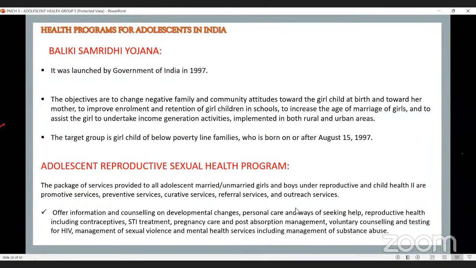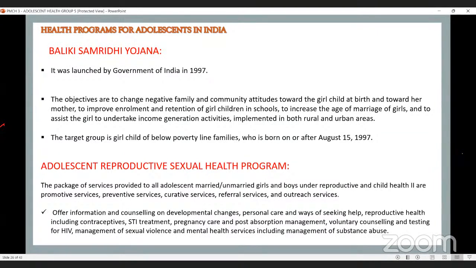Two health programs that were launched for adolescents in India are Balika Samriddhi Yojana. This was launched by the government of India in 1997. The target group of this yojana is girl children from below-poverty-line families who were born on or after August 15, 1997.